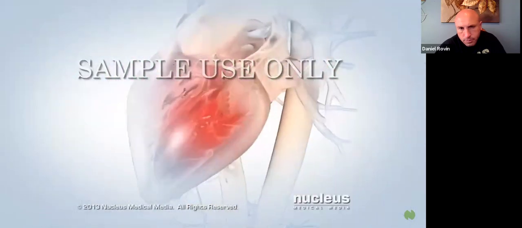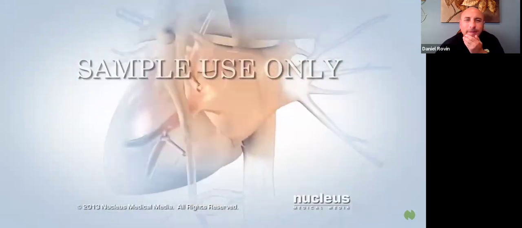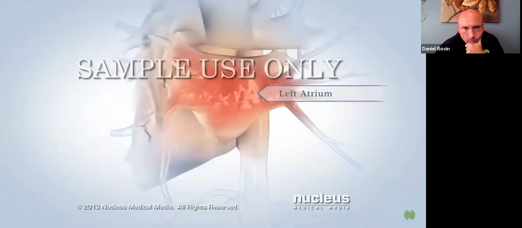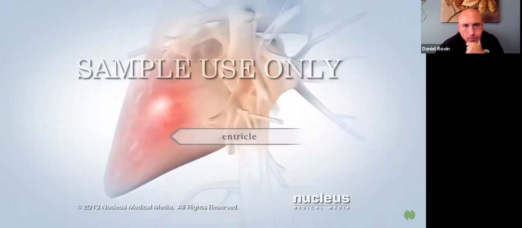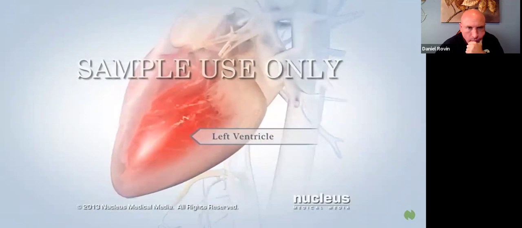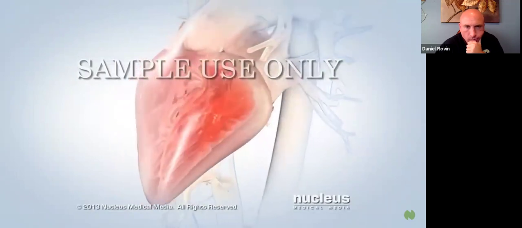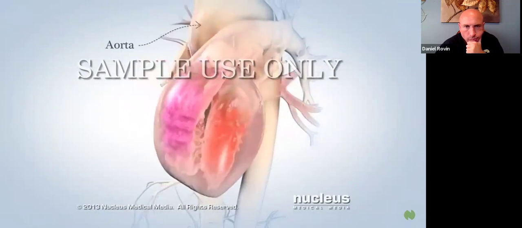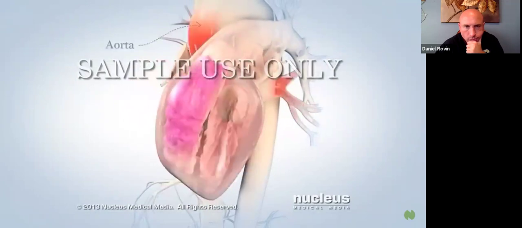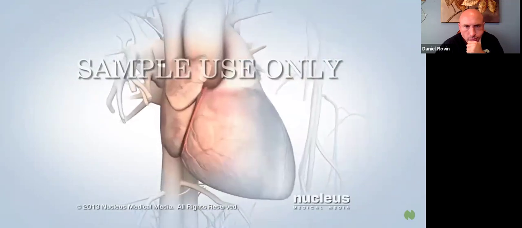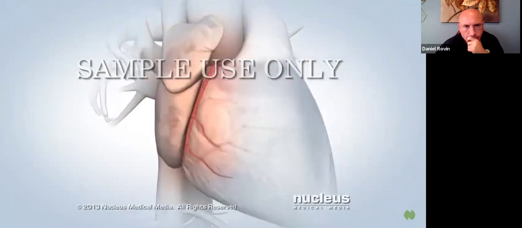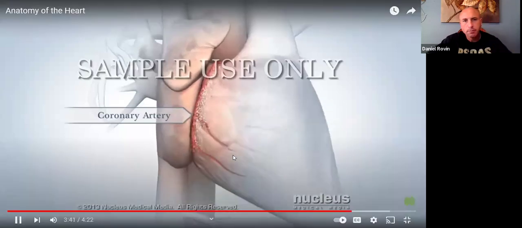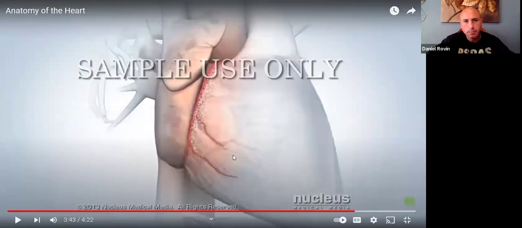On the left side of your heart, oxygen-rich blood from your lungs flows through your pulmonary veins into your left atrium. The blood then moves into your left ventricle, which contracts and sends blood out of your heart through the aorta to feed your cells and tissues. The first branches off your aorta are the coronary arteries, which supply your heart muscle with oxygen and nutrients.